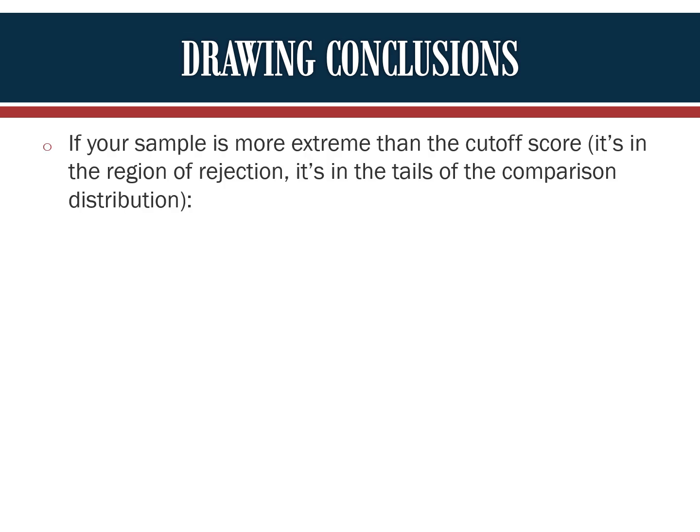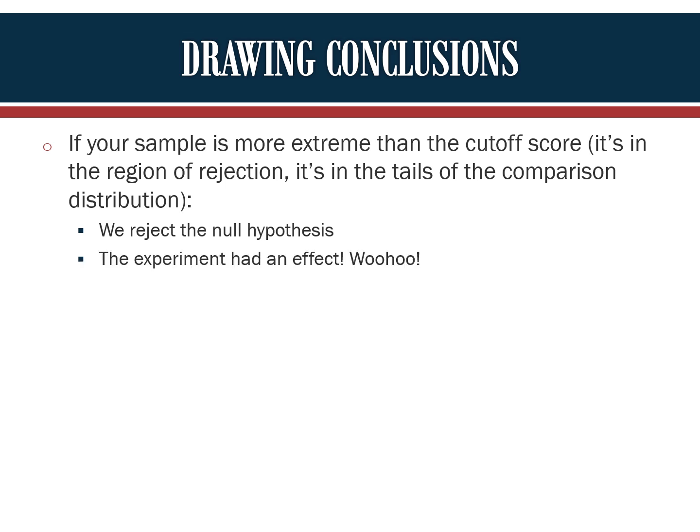If your sample is more extreme than the cutoff score, in other words, if it's in the region of rejection, in the tails of the comparison distribution, that means that we reject the null hypothesis. Hence the term region of rejection. It's where we reject the null hypothesis. That means that the experiment had an effect. Woohoo! So in the chocolate and happiness example, if our sample score is more extreme than our cutoff score, we'd say, okay, chocolate does have an effect on happiness.